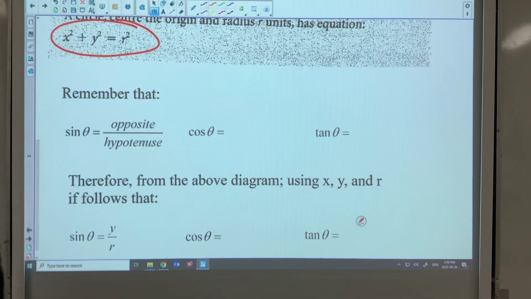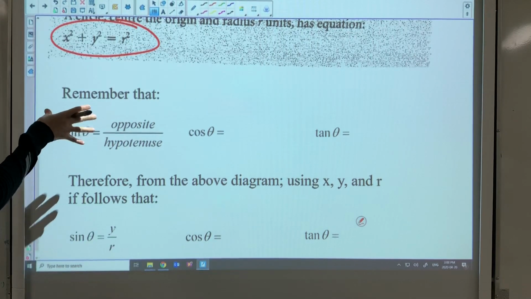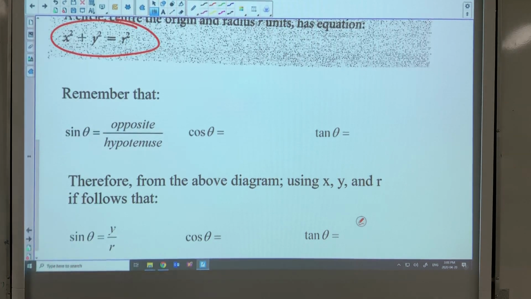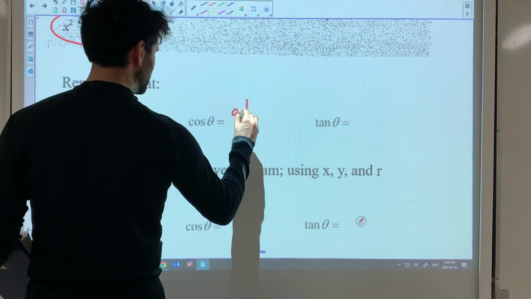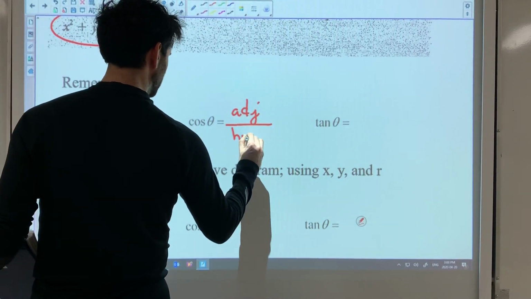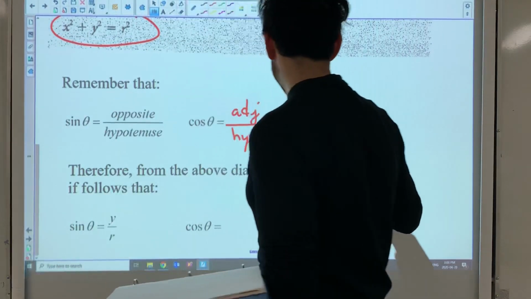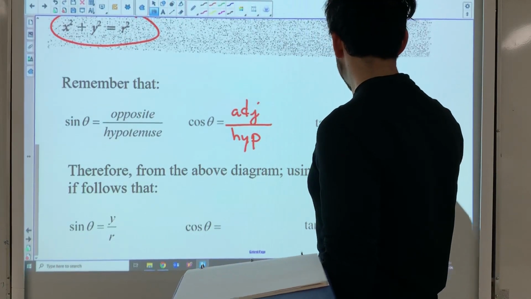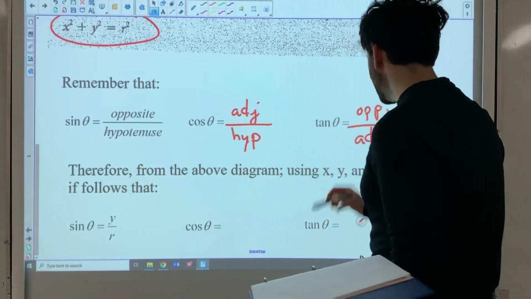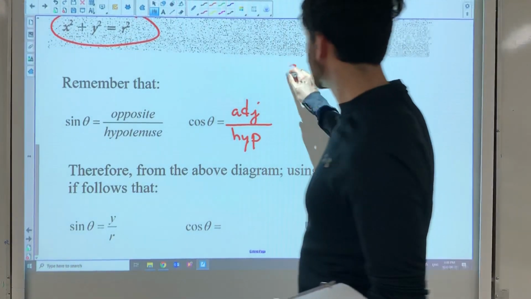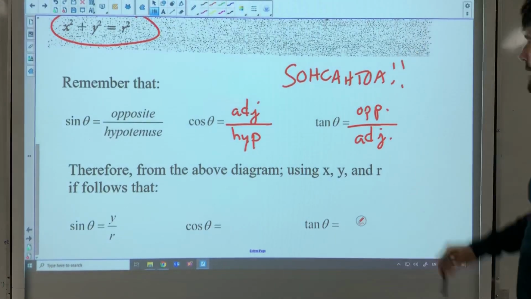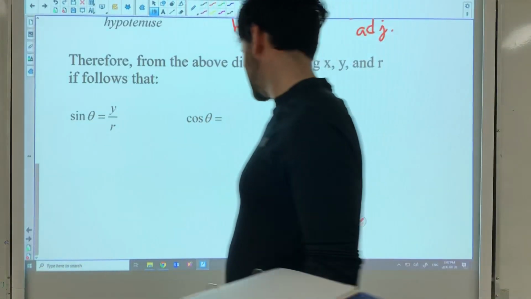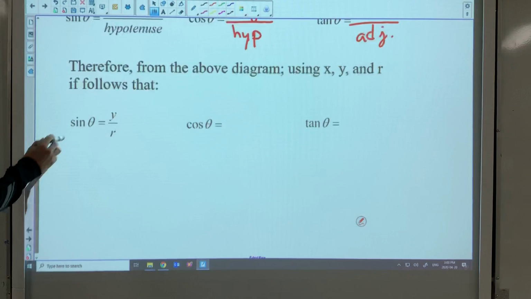So we then go ahead and we actually restate all our trig ratios that you learned in grade 10. We restate them using x, y, and r. So just remember, sine theta is opposite over hypotenuse. Cos theta is adjacent over hypotenuse. And tan theta is opposite over adjacent. All right? So that's what you would have learned in grade 10. The good old SOHCAHTOA. In grade 11, we started using this terminology.